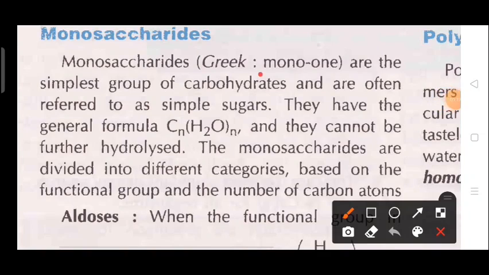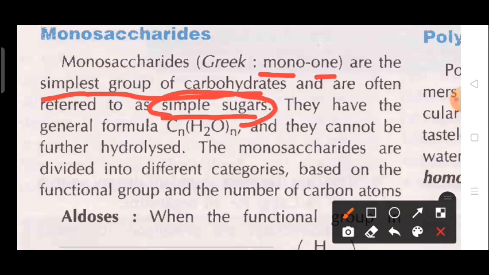Monosaccharide, as the word suggests, mono means one, are the simplest group of carbohydrates and often referred to as a simple sugar. They have the general formula CnH2On, and they cannot be further hydrolyzed. Means these are single units, and a single unit will not be hydrolyzed into another simpler form. Okay, it is the basic unit of carbohydrate.